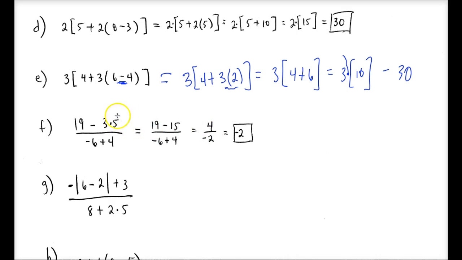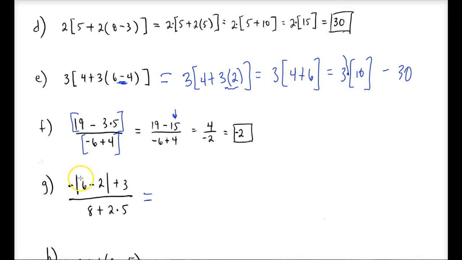For our next example, we see that this is 19 minus 3 times 5 all over negative 6 plus 4. And so we see here it is implied that we have grouping symbols on each of these. So we're going to work all the numerator, all the denominator, and then divide. So we start off by knowing that 3 times 5 is 15. And of course from here, we know that we can do 19 minus 15, which is 4, negative 6 plus 4, which is a negative 2. And then of course, 4 divided by negative 2 is a negative 2.